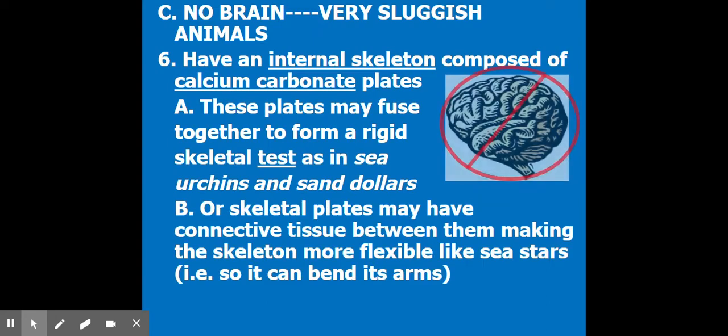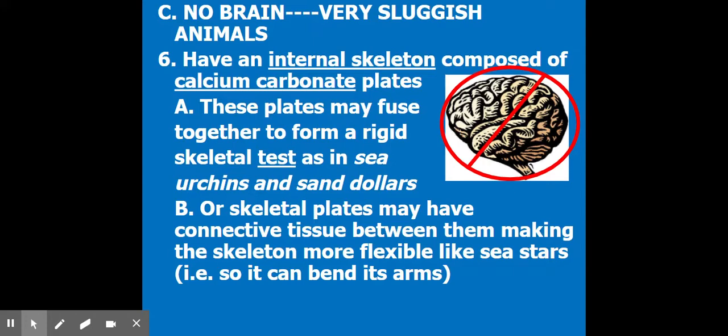In terms of cephalization, an echinoderm is not highly cephalized. They do not have a brain. They do not have ganglia. So they're very sluggish animals is typically what they're referred to as.